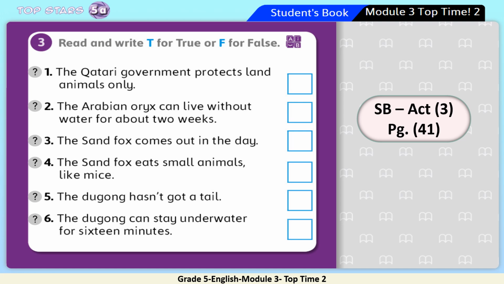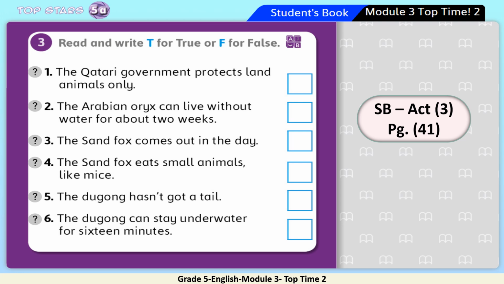Let's read the sentences. 1. The Qatari government protects land animals only. 2. The Arabian oryx can live without water for about 2 weeks. 3. The sand fox comes out in the day. 4. The sand fox eats small animals like mice.